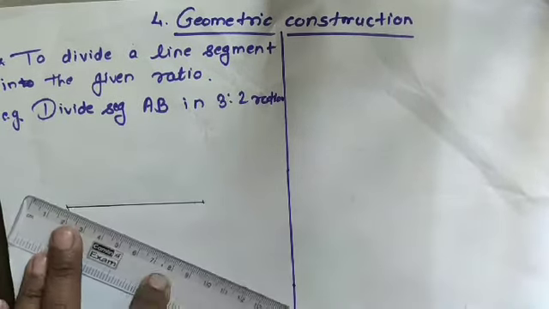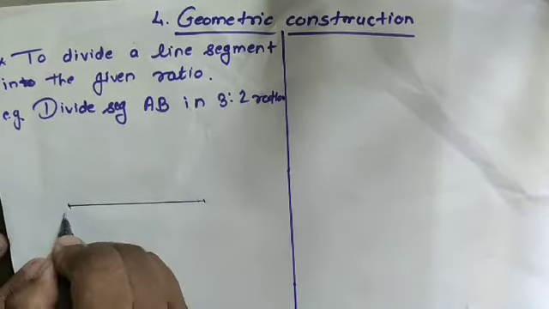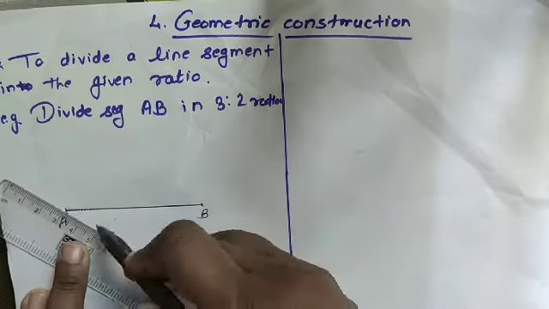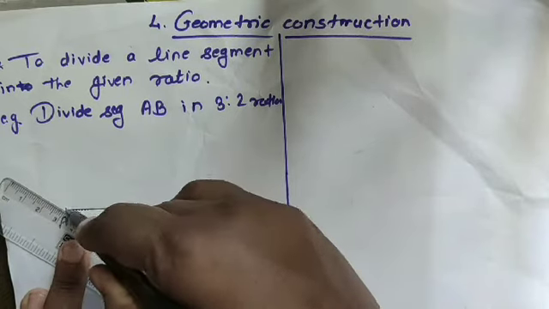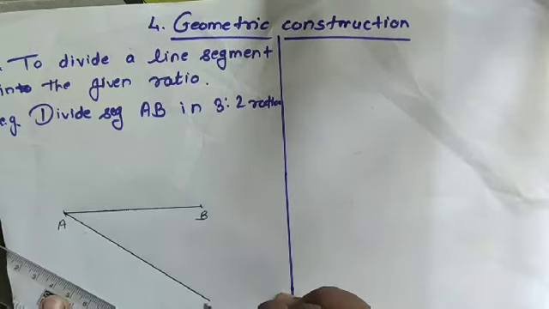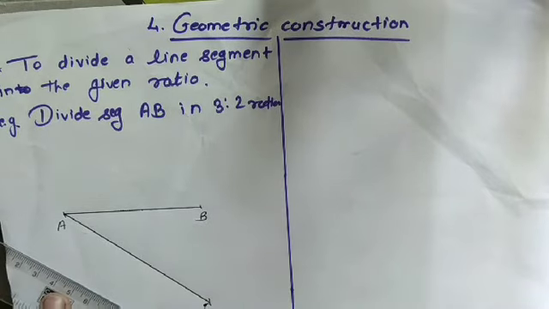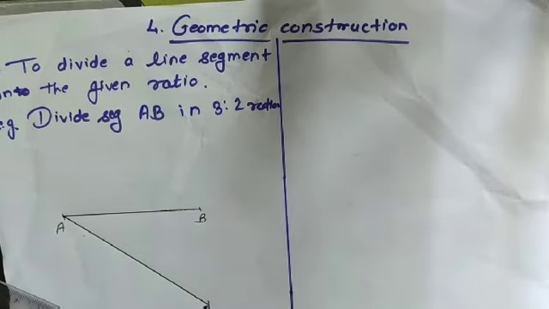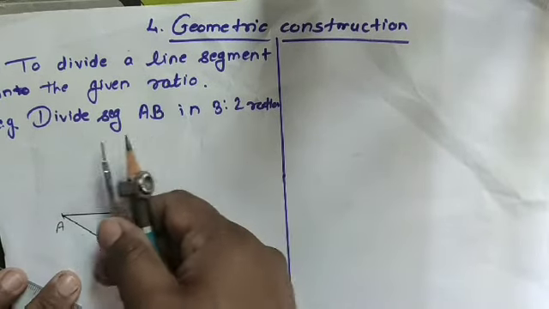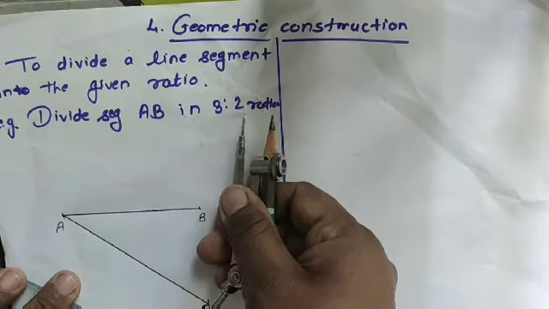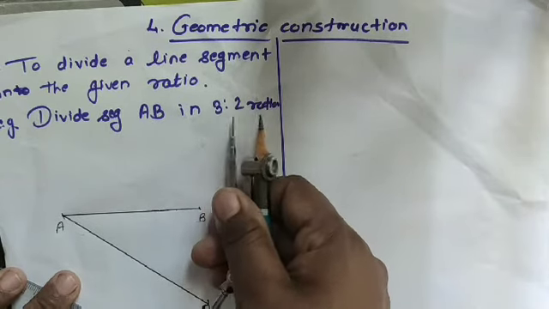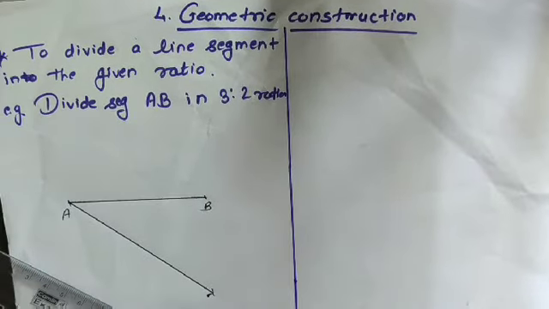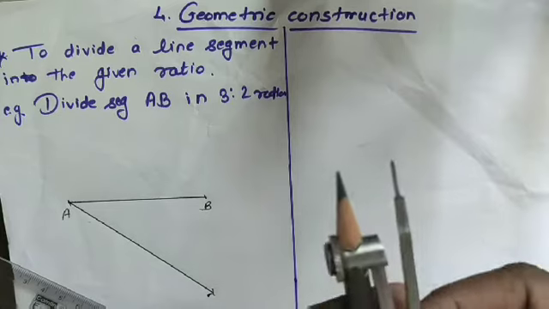Okay, so first of all, this is my seg AB. Now what I have to do here is draw a line, at an angle, and whatever angle you are taking here, you take the same angle using a protractor also. Otherwise I will tell you one more method. Now just see, we divide the segment in what ratio? 3:2. So you have to add 3 and 2. 3 plus 2 is equal to how much?